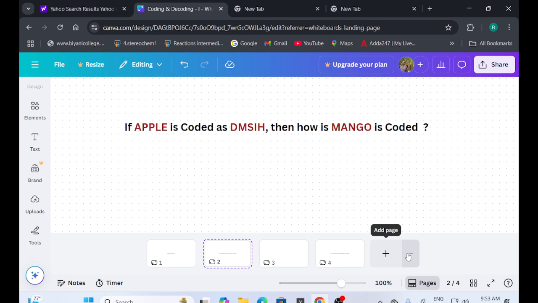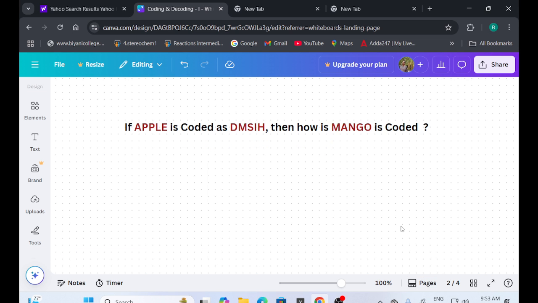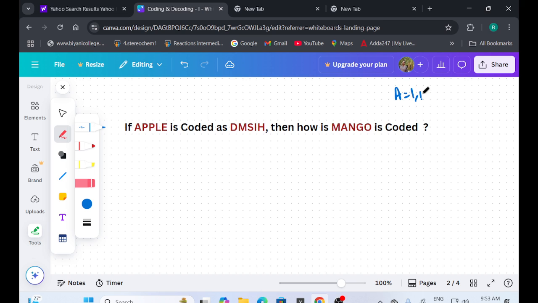Now this is our first example where it is given that apple is coded as some word and how must mango be coded in that case. Now, what I have to do here is consider that a is 1, b is equal to 2, c is equal to 3, so on till z is equal to 26. So to crack this pattern, a will be equal to 1, p will be equal to 16, l is equal to 12, and this e is equal to 5.